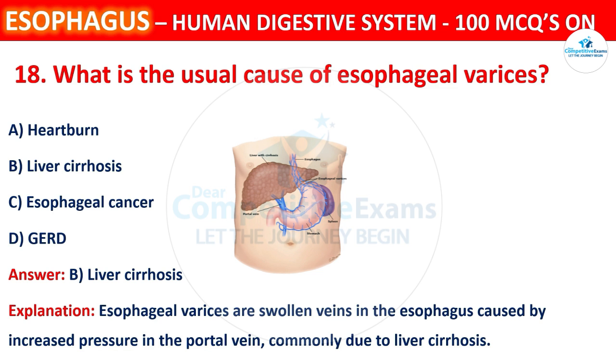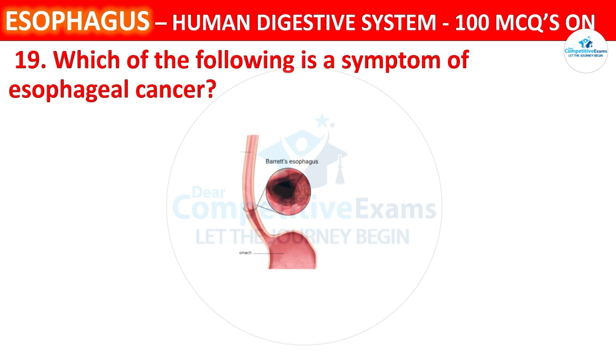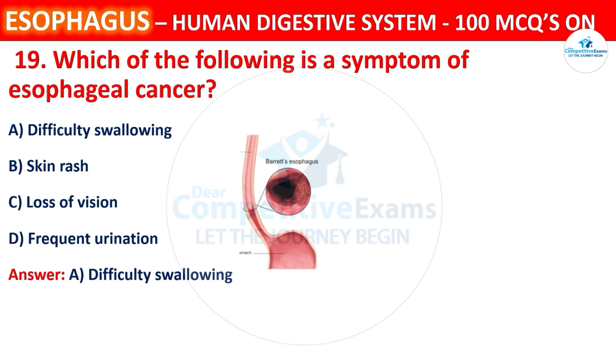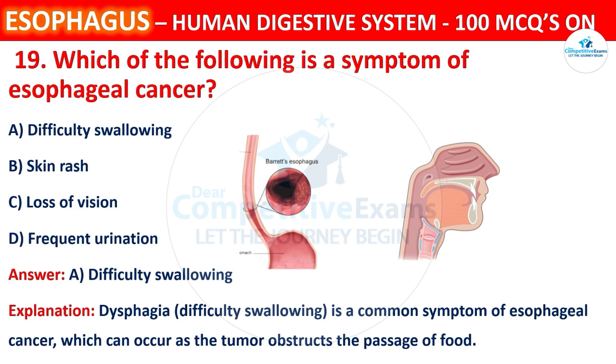Question number 19. Which of the following is a symptom of esophageal cancer? Your options are difficulty swallowing, skin rash, loss of vision, or frequent urination? The correct answer is A, that is difficulty swallowing. Dysphagia, difficulty swallowing, is a common symptom of esophageal cancer, which can occur as a tumor obstructs the passage of food.